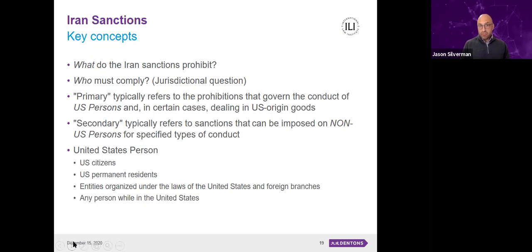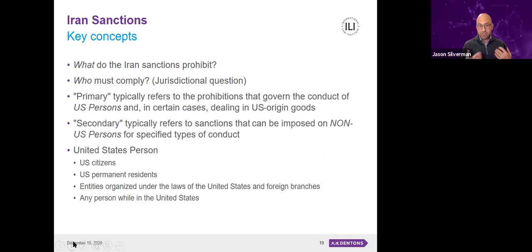In terms of what sanctions prohibit, I'll get into those in a bit. In terms of who must comply, we've already talked a bit about U.S. persons. There are a couple of terms that are frequently thrown around in discussing sanctions. One is primary sanctions, which typically refers to prohibitions that govern the conduct of U.S. persons, and in certain cases dealing in U.S. origin goods.